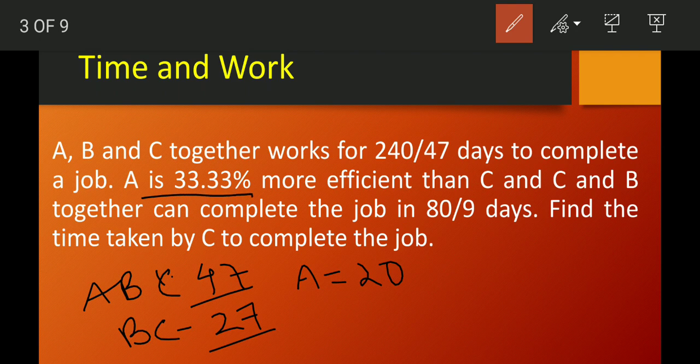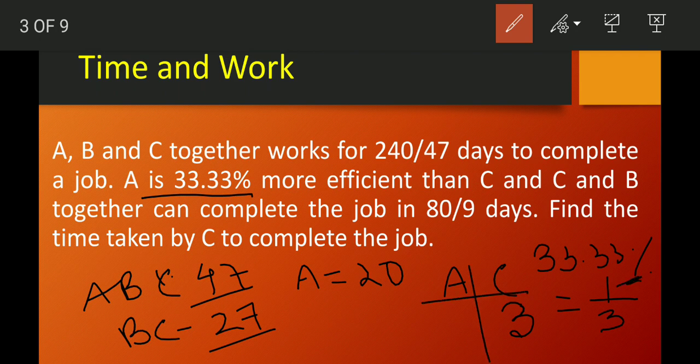But it is given that A is 33.33% more efficient than C. Now this 33.33% can be written as 1/3 if we break this properly. So if we write the efficiencies of A and C, if efficiency of C is 3, then that of A would be 1 more than this. So efficiency of A would be 4. But it is given that efficiency of A is 20, so it is 5 times this. So efficiency of C would be 15.